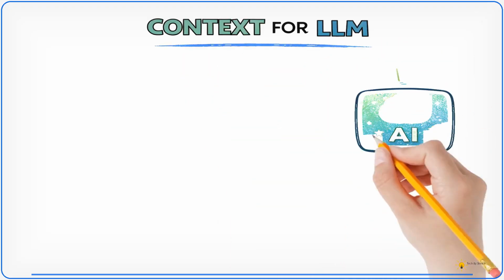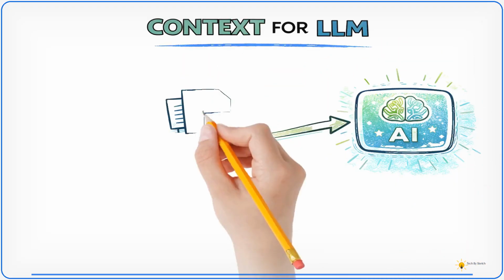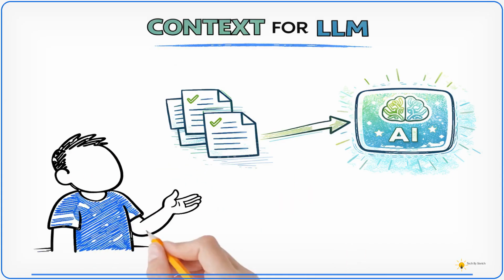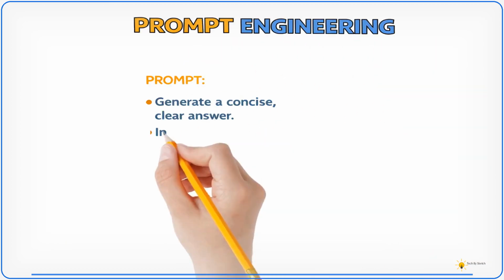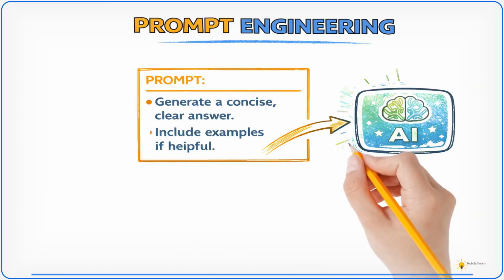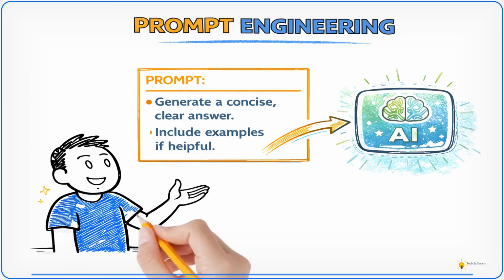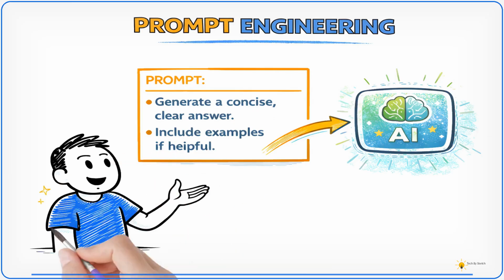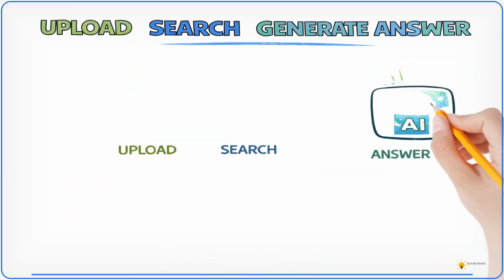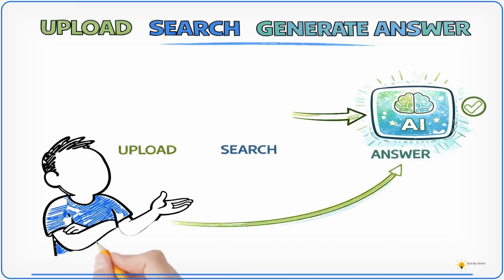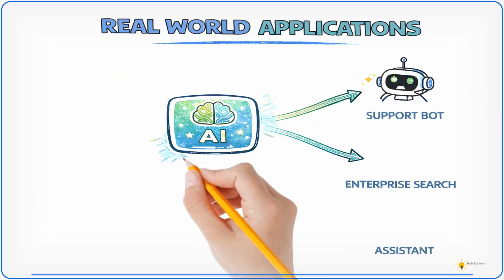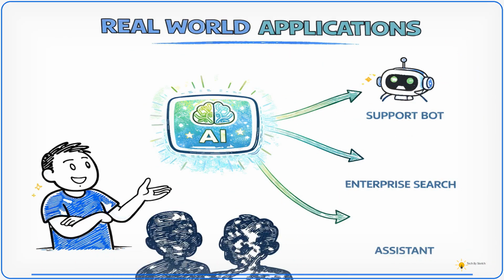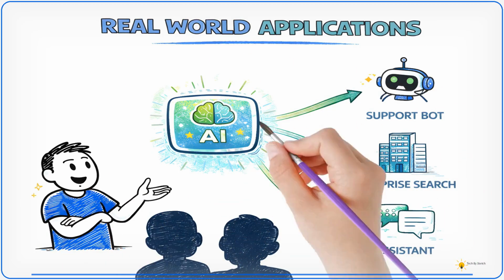These results become context for the large language model. So the model answers based on them, not external knowledge. We guide the model using prompt engineering, telling it how to answer and what to use. This controls output quality. Full flow is upload, search, generate, answer. Document to answer pipeline in a structured way. This is widely used in real-world applications. Support bots, knowledge assistants, enterprise search, across industries.